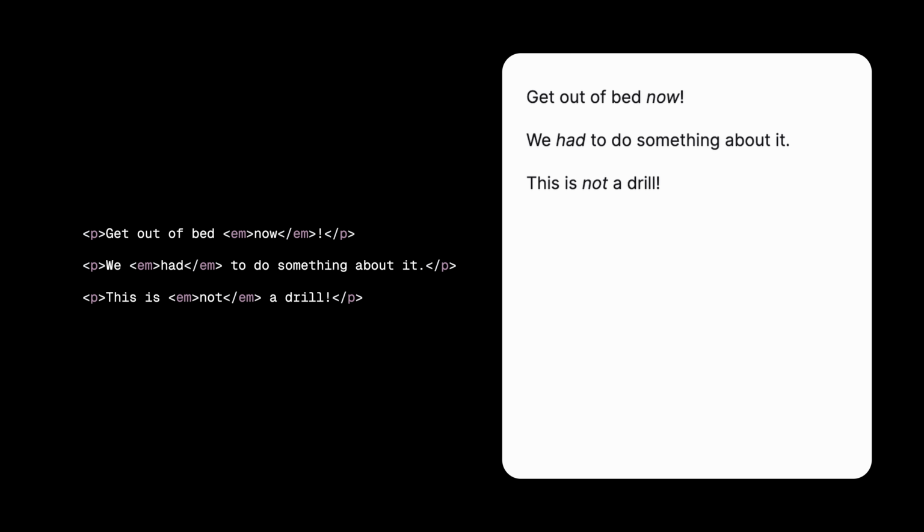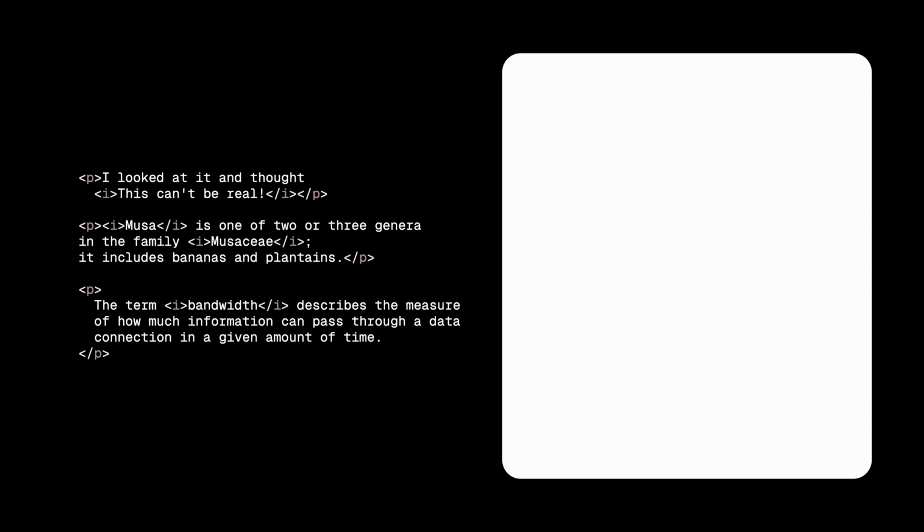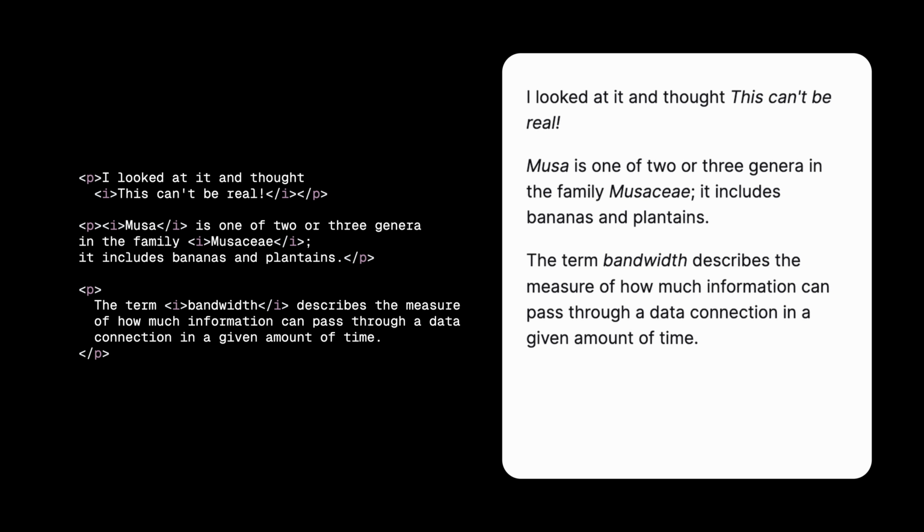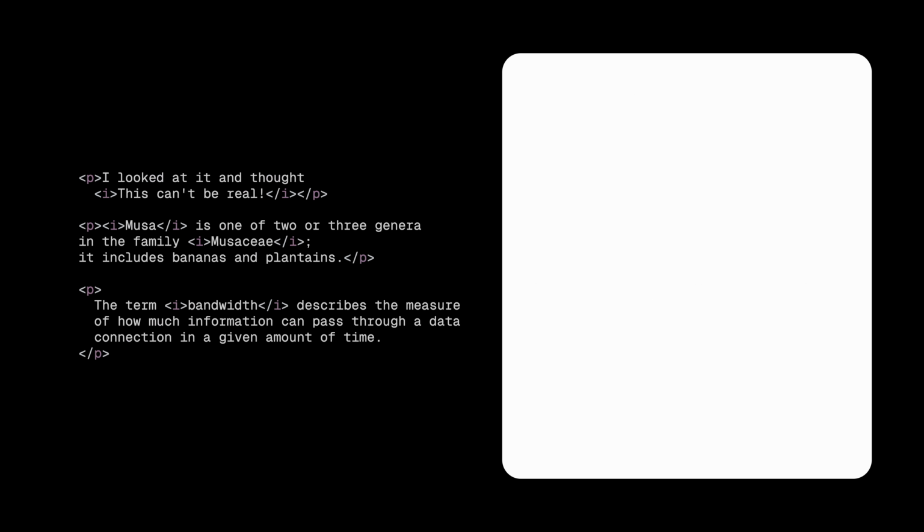EM marks text that has stress emphasis. The EM element can be nested, with each nesting level indicating a greater degree of emphasis. I represents a range of text that is set off from the normal text for some reason, such as idiomatic text, technical terms, and taxonomical designations, among others. Historically, these have been presented using italicized type, which is the original source of the I naming of this element.